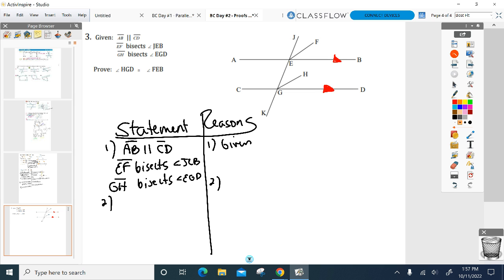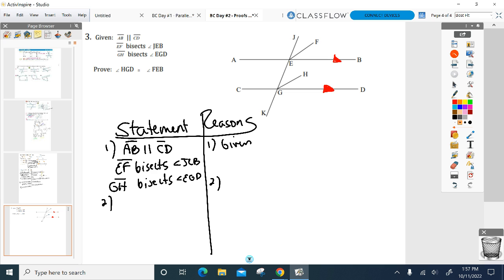Bisects, right? How many angles are getting bisected? Ooh, 2 angles. Can you take a look at those 2 angles on the diagram? And anybody would like to inform me anything about those 2 angles that are being bisected, JEB and EGD? Can you tell me anything about those angles on your diagram? We got a name for them? Corresponding. Those are corresponding. Everyone see that? Those 2 are corresponding, which makes them?